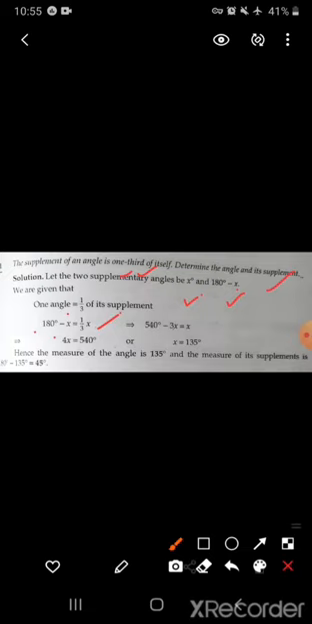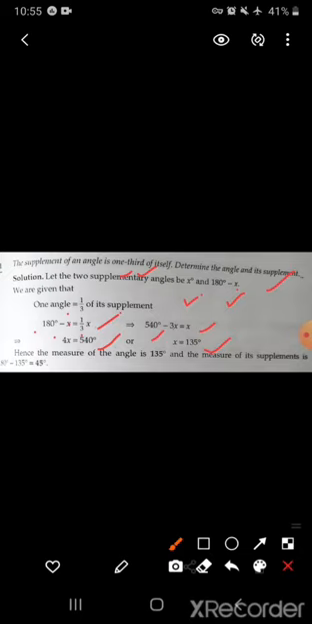When we put it in this manner, and we multiply 180 by 3, we get 540 minus 3x equal to x. Transposing 3x, 3x plus x becomes 4x. So 4x is equal to 540. When 540 is divided by 4, we get the value of x as 135 degrees.